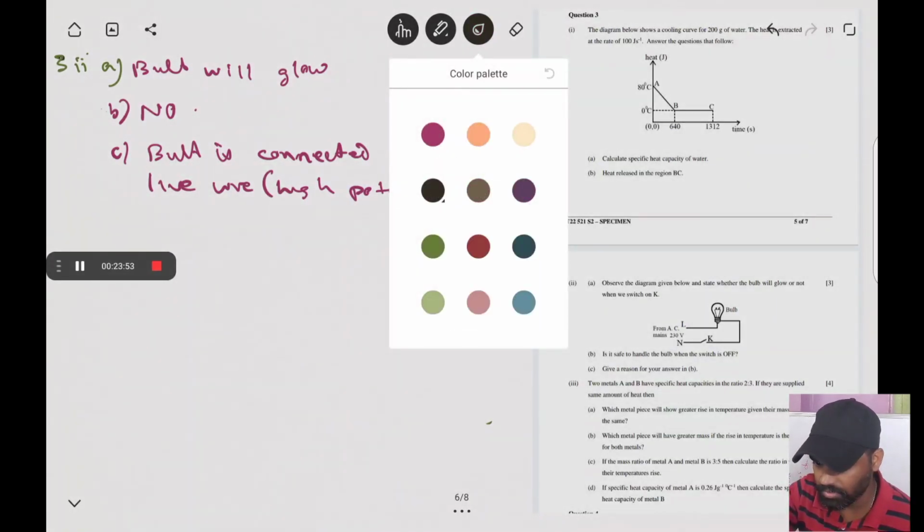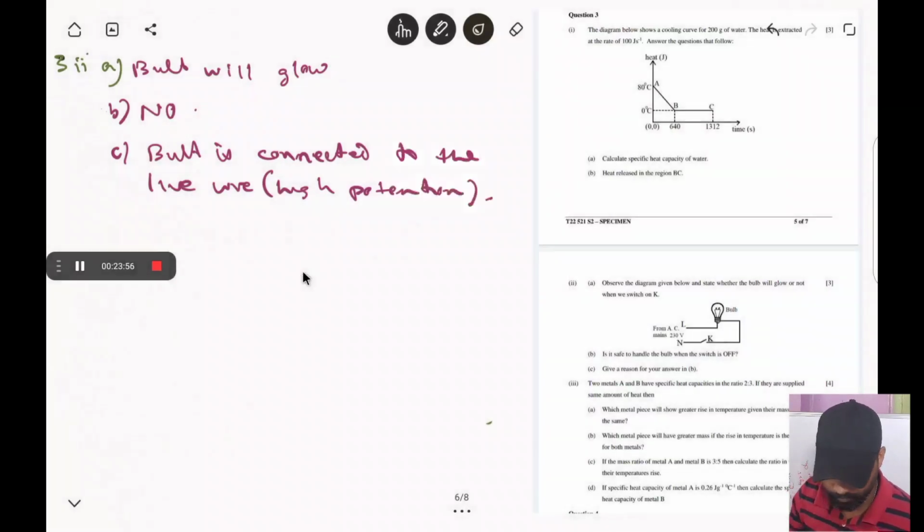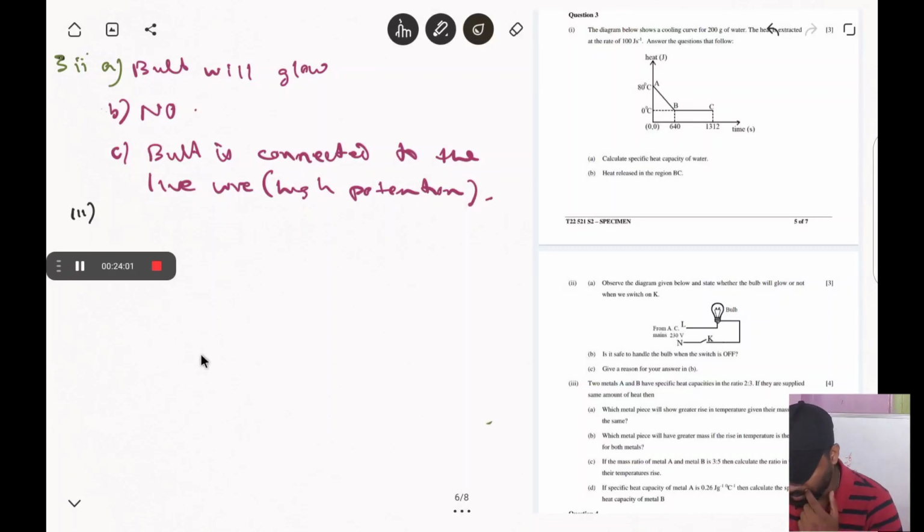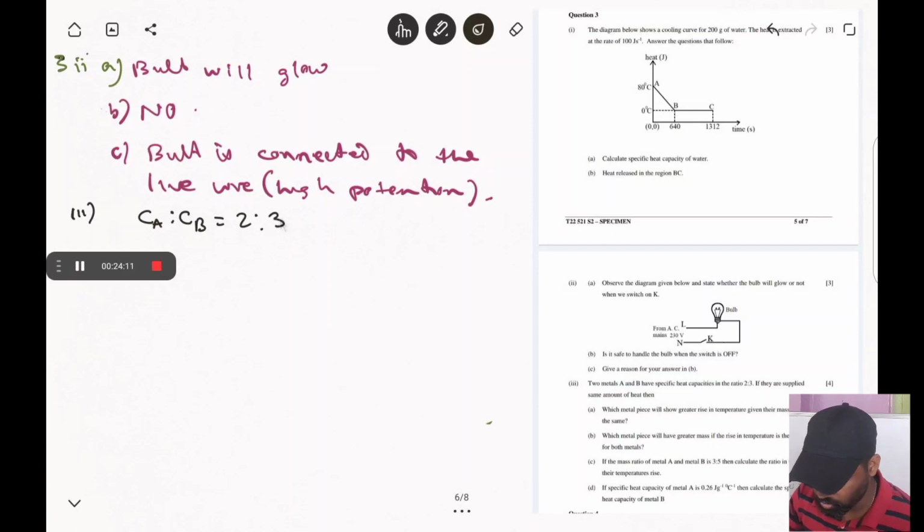3 part 3 will solve. That's a very interesting one. Let me see. 3 part 3. Two metals A and B have specific heat capacities in the ratio 2:3, which means Ca is to Cb is 2:3. If they are supplied same amount of heat, then, which means suppose Qa is equal to Qb, the amount of heat supplied. Qa is the amount of heat supplied to A and Qb is the amount of heat supplied to B. That is equal. They have told. What they've asked first.